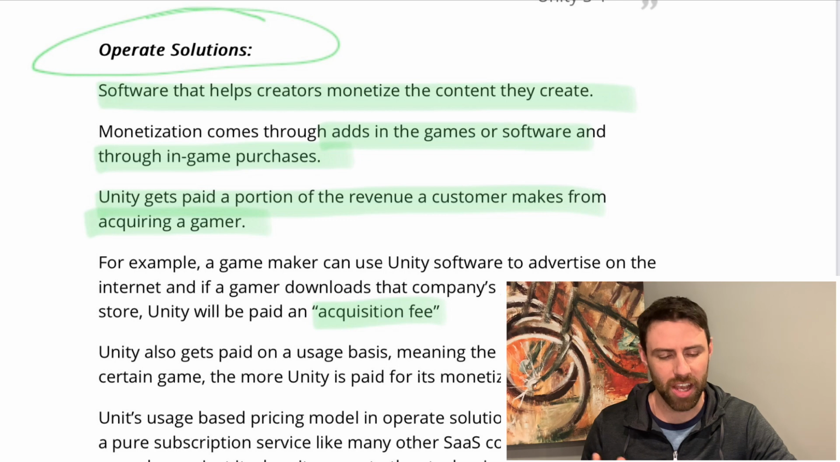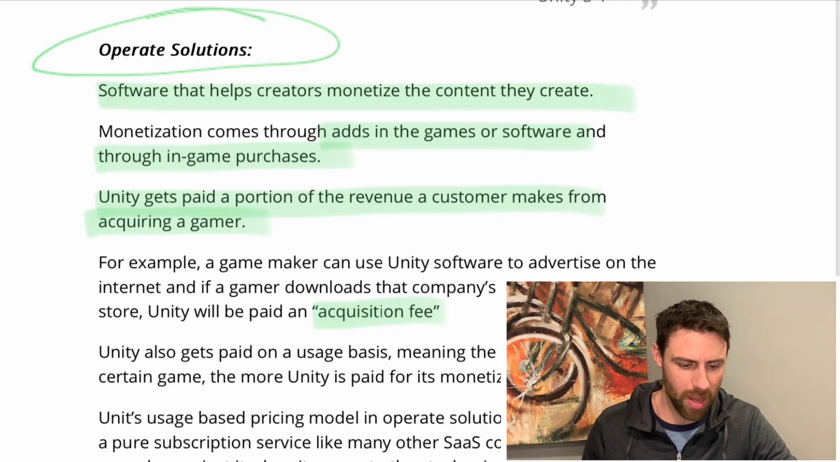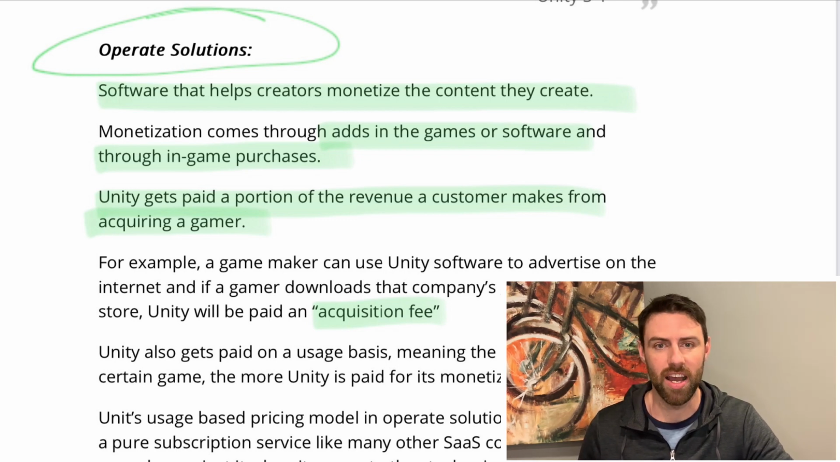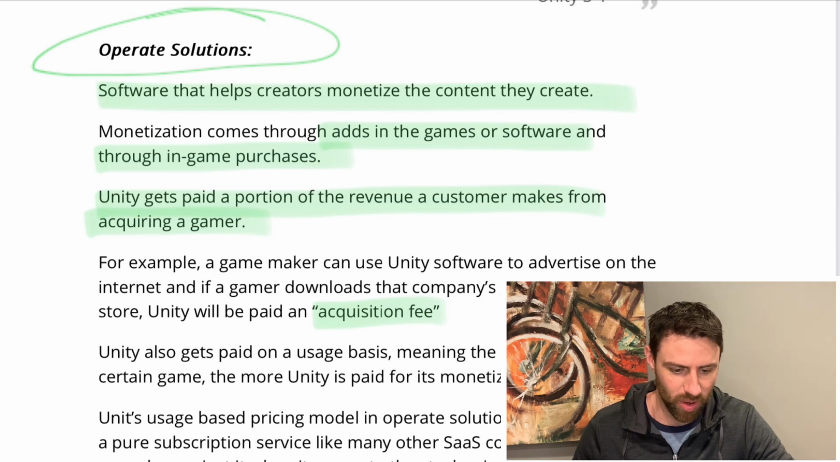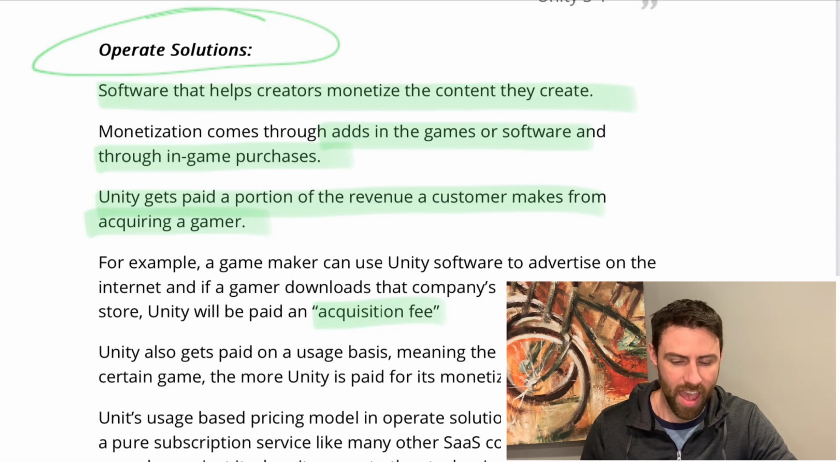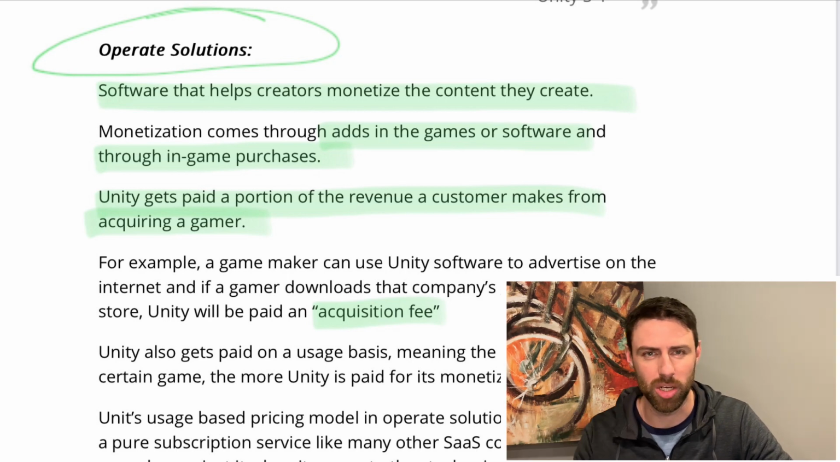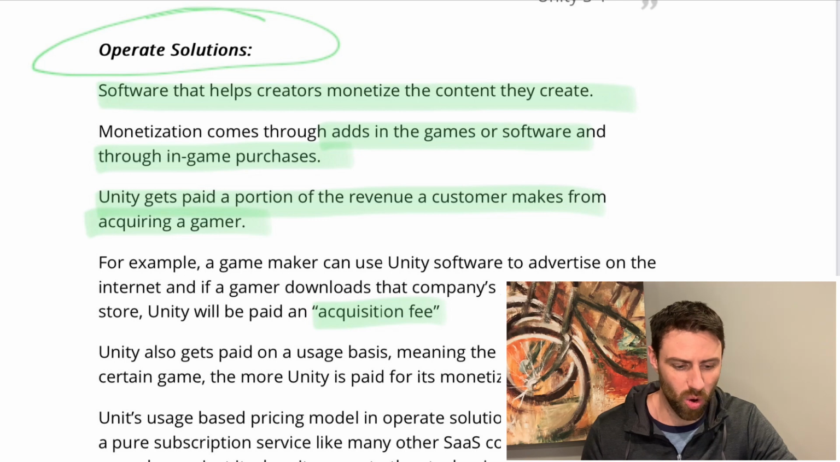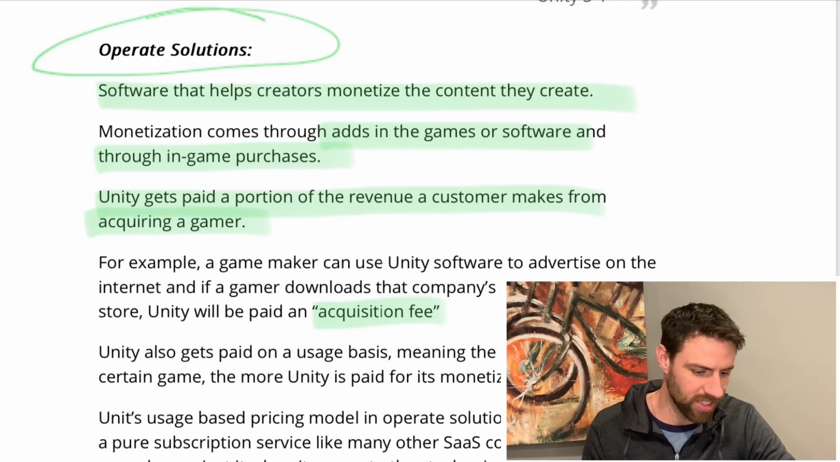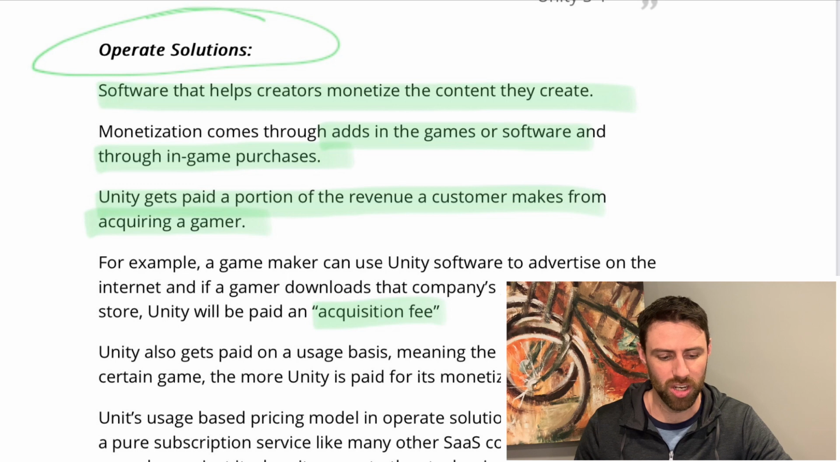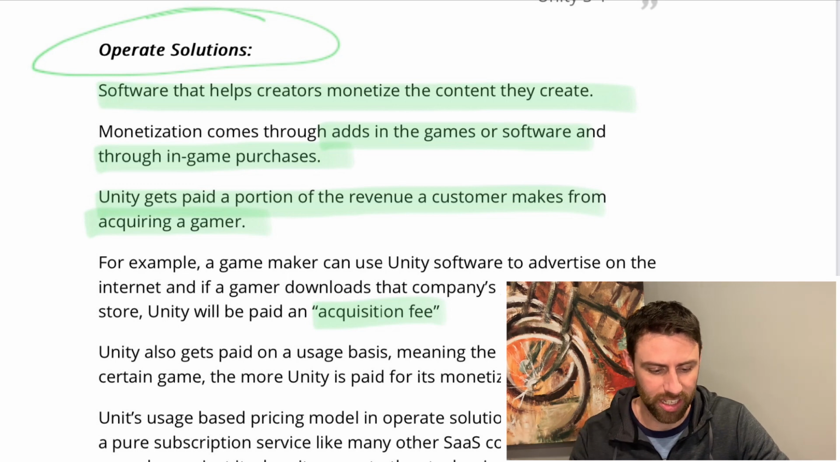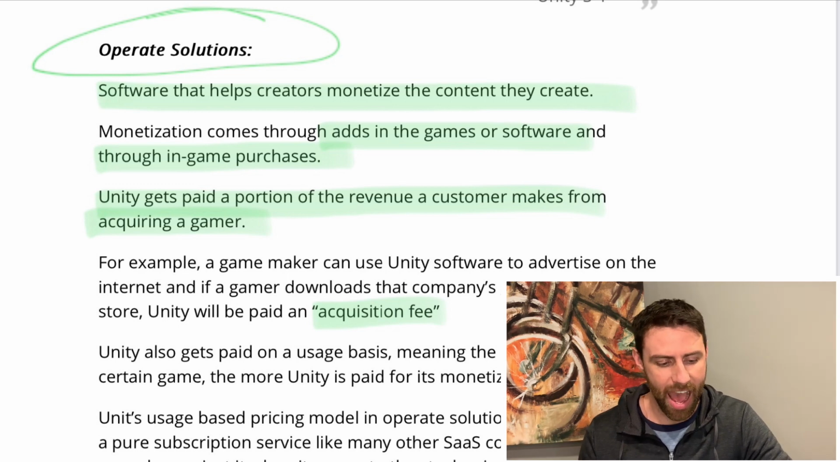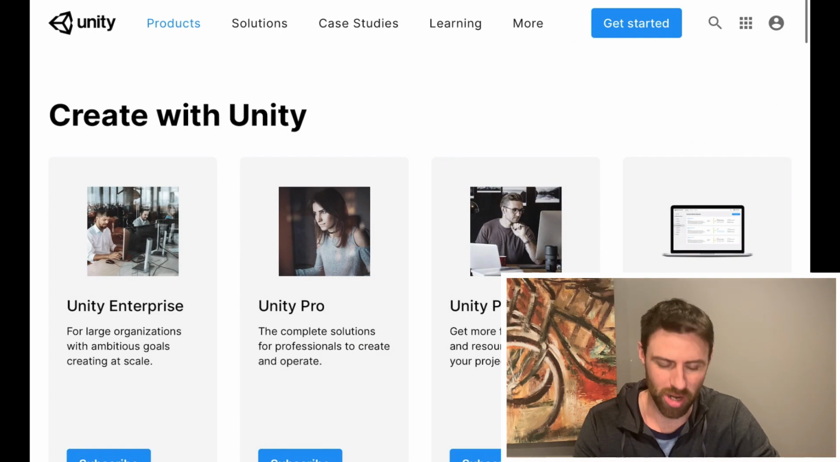They also have what they call operate solutions, which basically helps the creators monetize the content they create. So it's basically ads in games or within the software, and that might contribute to in-game purchases or acquiring new customers. So basically Unity would get paid a portion of revenue if someone clicks on a Unity built ad and they acquire that gamer, then they would get an acquisition fee on that transaction. So that's all pretty much for gaming.